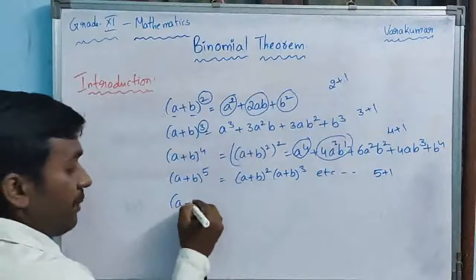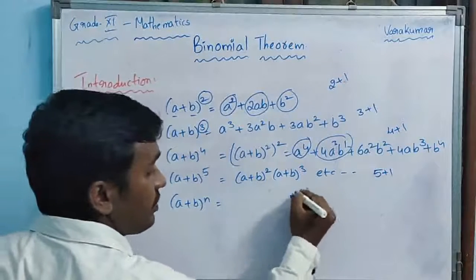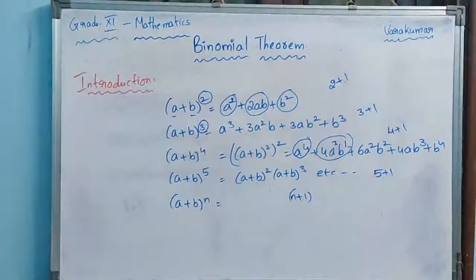Suppose if you take a plus b whole power n, what does it have? It has n plus 1 terms. So this is a common feature for everything. Clear? Next.